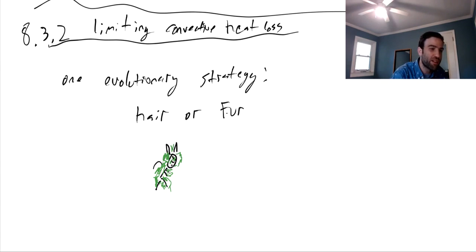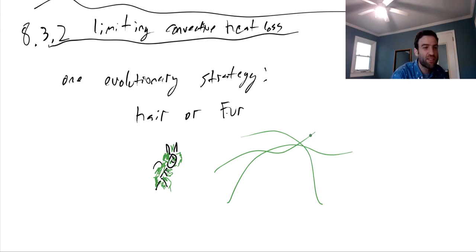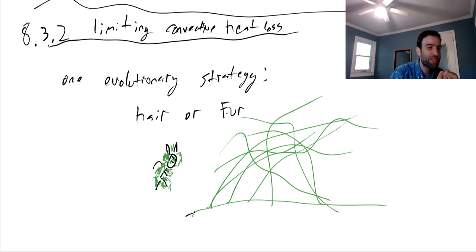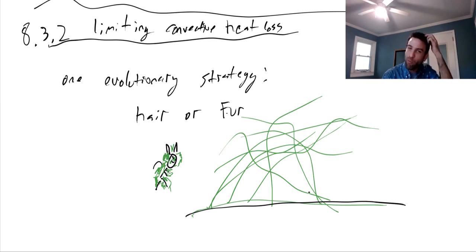If I zoom in here, what that looks like is this dense crisscrossing tangle of fibers, hair fibers. And what that's doing is trapping little pockets of air next to the rabbit's skin, right? So the rabbit's skin warms this air up. And then the tangle of hair or fur makes it a lot harder for that air to get convected away. It experiences more viscous forces, and so it tends to stay close to the skin for longer than it would have if there wasn't any of this hair or fur, right?